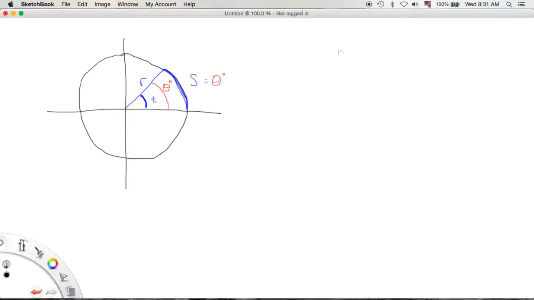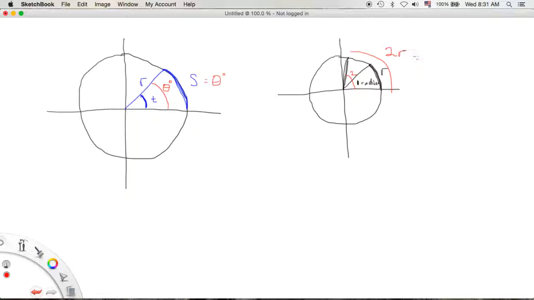Now we know that if we have a circle and we measure off 1 radian, that this arc length is however long the radius is. So if this is 3 inches, then this arc length is 3 inches. So that means that if we have 2 radians, then this arc length here is 2 times whatever the radius is. So we can use that to help us figure out what the arc length is in general.